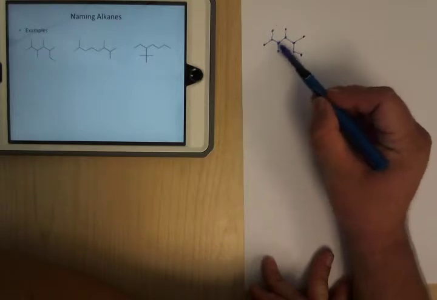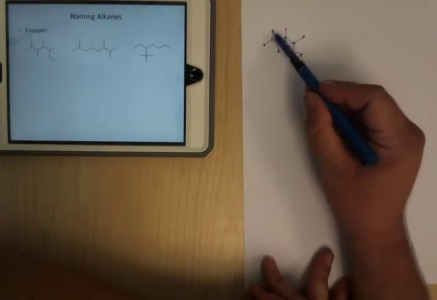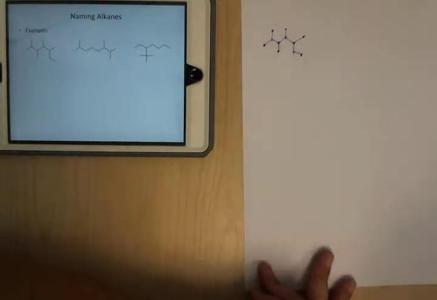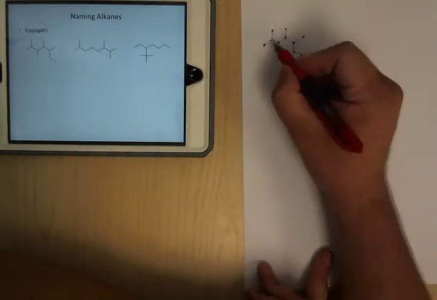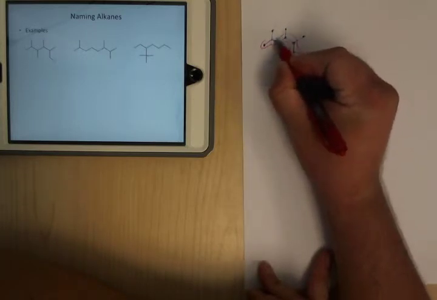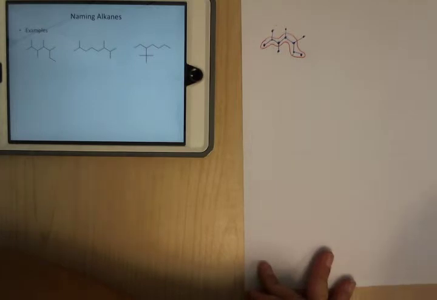Now it wouldn't actually matter which of these 7 you picked. If you start here or here, but just out of habit, I'm going to pick the horizontal one. You could have started up there as well, so it does not matter. It's going to give you the exact same name, so be careful. That's your main chain.